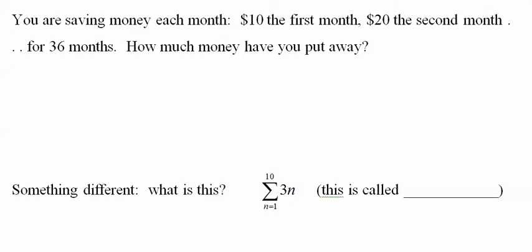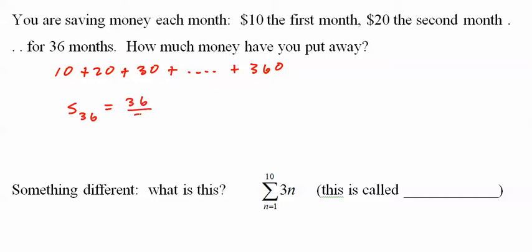You're saving money each month, and you say, I can put $10 more away each month. I'm disciplined, I'll make it happen. So you're looking at 10 plus 20 plus 30 plus up to 360. How much money do you put away? Want to add it up? 36 months, 36 over 2, 10 plus 360 equals $6,660.